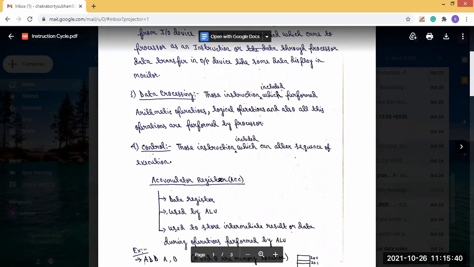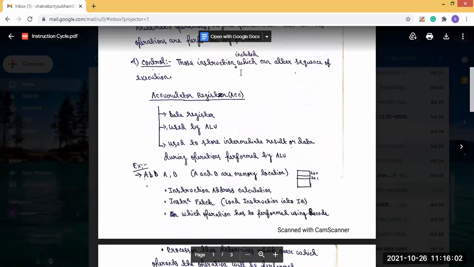Now we have already seen the instruction format, the types of actions performed by the instructions, and the concept of the accumulator register. Now let's see an example of how an instruction is executed in the computer.